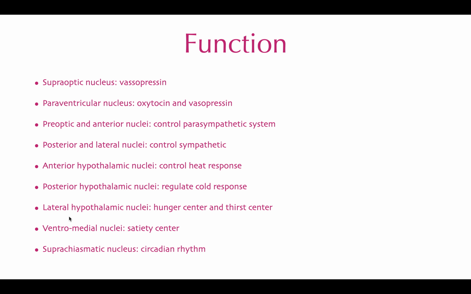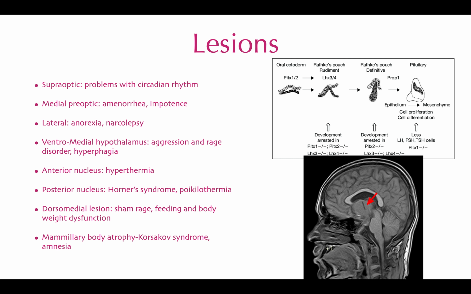The lateral hypothalamic nuclei are going to be your hunger center and your thirst center. And your ventromedial nuclei is your satiation center. And naturally, the suprachiasmatic nucleus is going to be responsible for the circadian rhythm. So, in any of these lesions, a lesion in the supraoptic/suprachiasmatic region is going to cause problems with the circadian rhythm. A lesion in the medial preoptic area is going to result in amenorrhea and impotence because of the lack of the sex hormones and oxytocin.